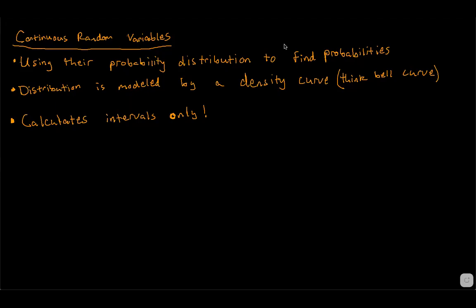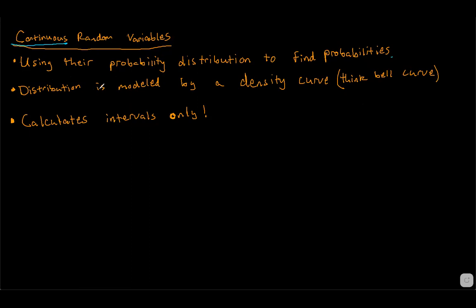Hey, we're continuing our work with random variables. Today, the big change is instead of just talking about discrete variables, we are going to focus on continuous random variables. And the goal with these ones is really just to use their probability distribution to find probabilities. So we're only calculating probabilities with these variables for now.